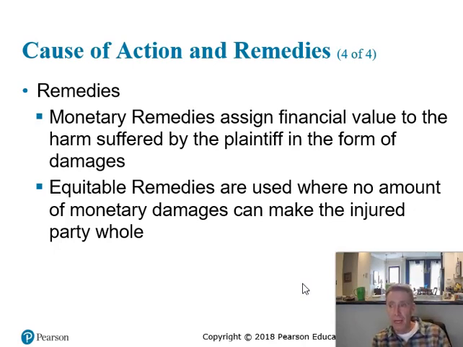Equitable remedies are used when no amount of monetary damages can make the injured party whole. This would be like for a contract for an antique. It's a 2,000-year-old antique. There's no other, money won't replace not getting that, or if that's damaged. The only thing that will is getting that antique. So that's sort of like the difference between monetary and equitable remedies, often in contracts where you have to perform the contract.